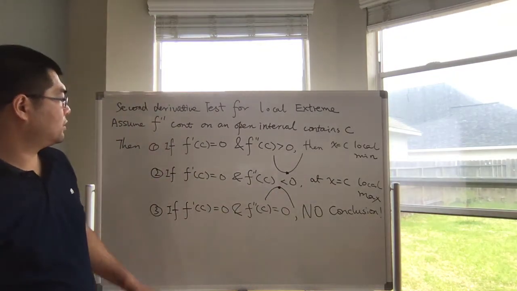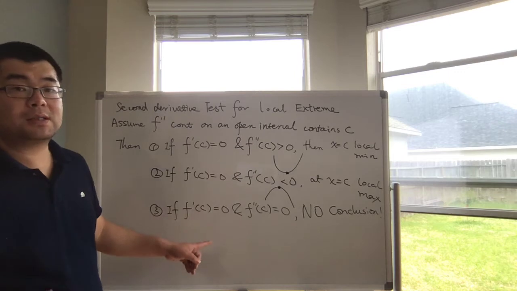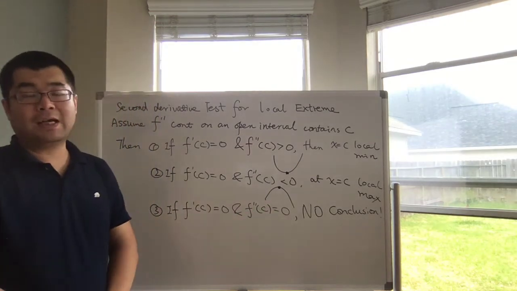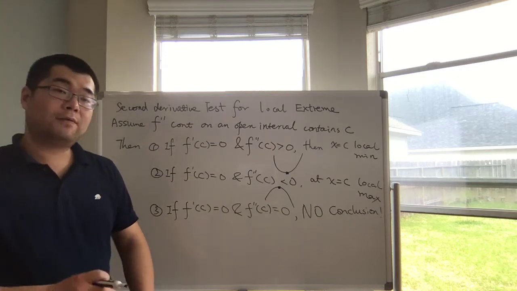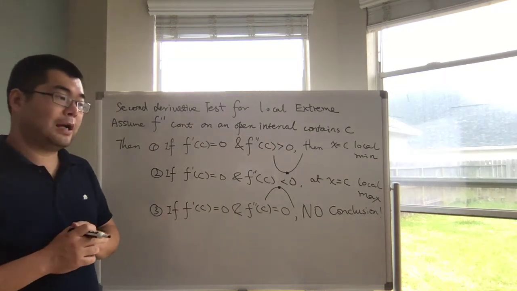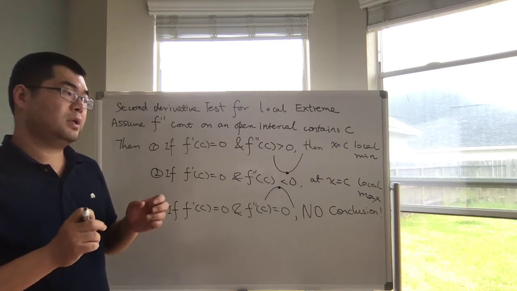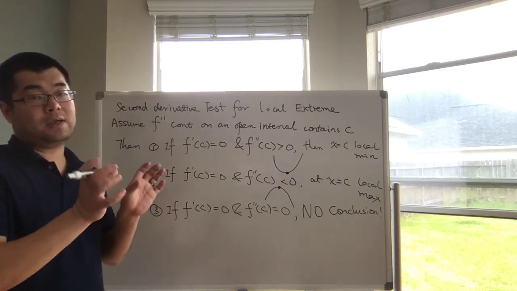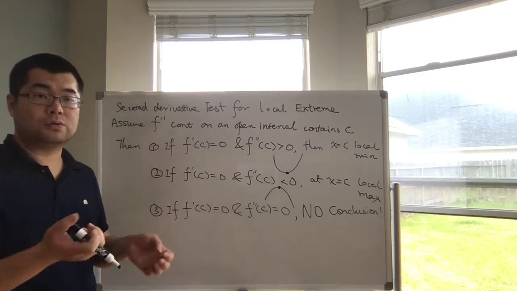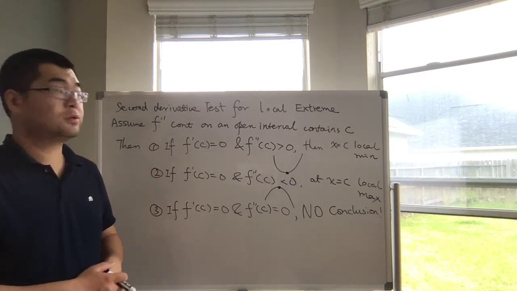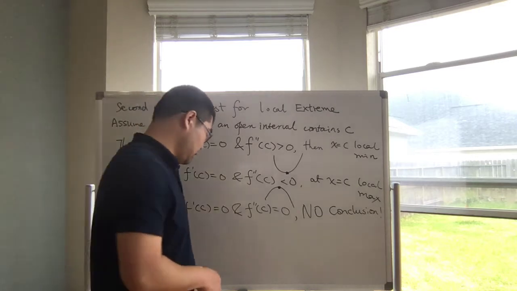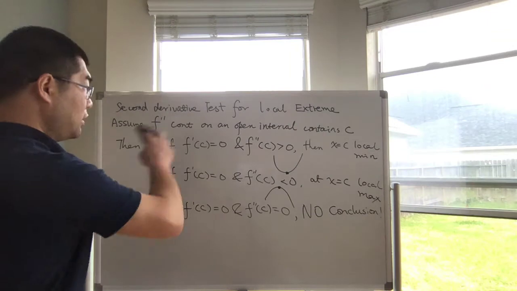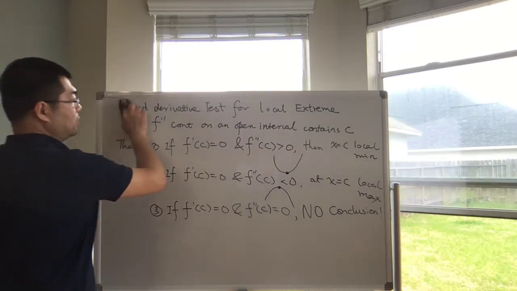And the third situation, if the first derivative evaluated at c and the second derivative evaluated at c are both zeros, we don't have any conclusion. In other words, we have to go back and figure out the increasing and decreasing intervals on two sides of -3 or 4, and then make the formal conclusion. So this is the second derivative test for local extreme. We're going to use this to handle our problem.